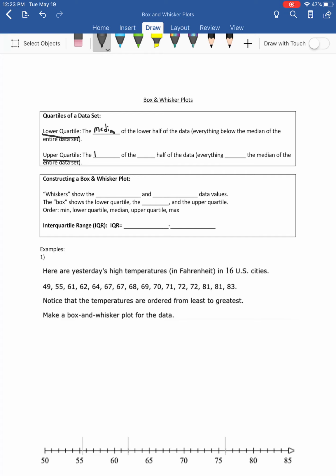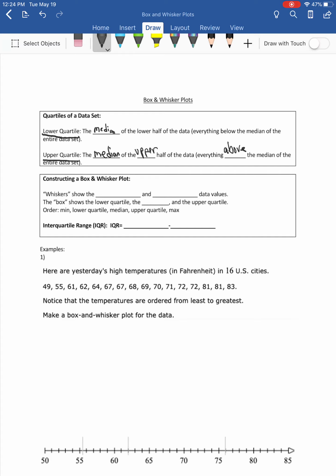So the upper quartile is the median of the upper half of the data, which means everything above the median of the entire data set.